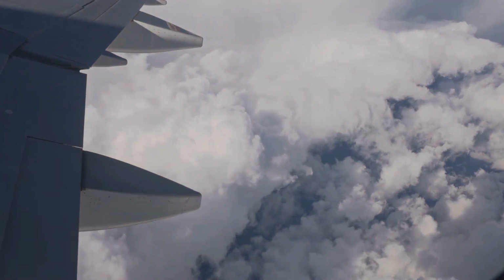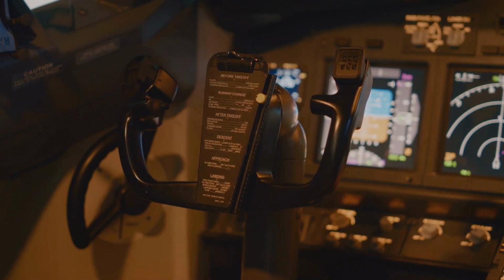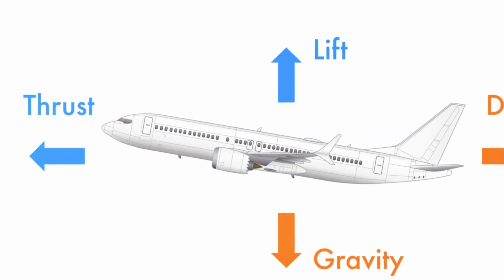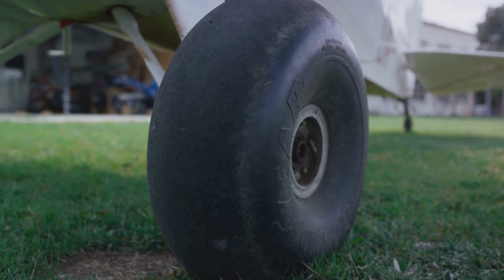3 key forces come into play when an airplane takes off. The first is the weight force, which is directly proportional to the mass of the airplane. The heavier the airplane, the greater the weight force that pulls it towards the Earth.